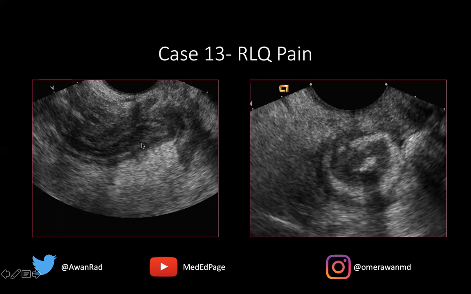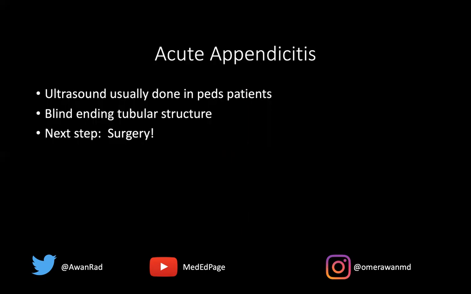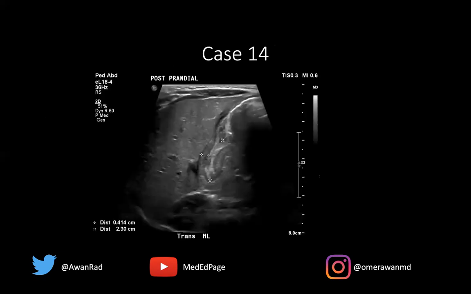We obviously do ultrasound in pediatric patients. We don't want to radiate them with a CT. So this is a nice example of what appendicitis would look like on an ultrasound. Okay. So the next step, if they ask you that, is going to be surgery, right? We're going to do surgery for acute appendicitis because we want to prevent perforation.